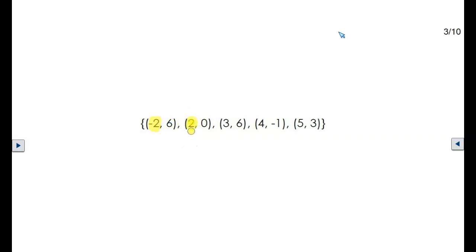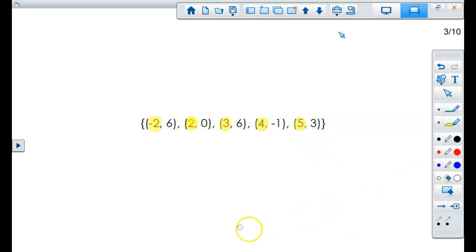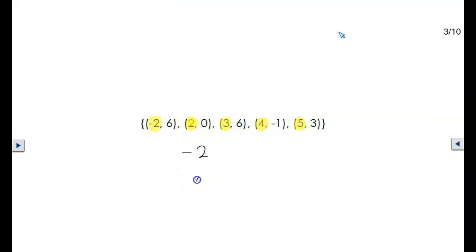2 as an x has connected with 0 as a y. 3 as an x has connected with 6 as a y. 4 as an x has connected with -1 as a y. And then finally, 5 as an x has compared with 3 as a y. So my x values are -2, 2, 3, 4, and 5. -2 has connected with 6, 2 has connected with 0, 3 has connected with 6, 4 has connected with -1, and 5 has connected with 3.